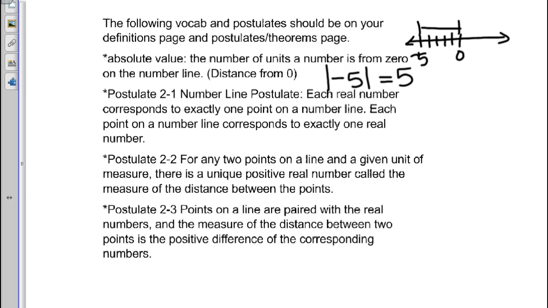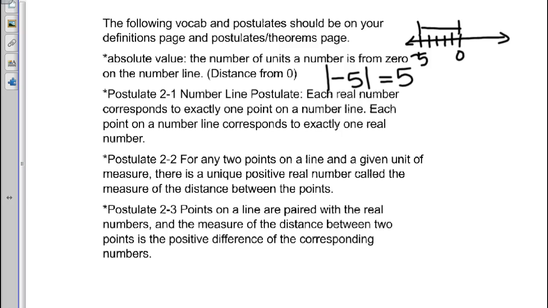Postulate 2.2, for any 2 points on a line and a given unit of measure, there's a unique positive real number called the measure of distance between the 2 points. Like we were talking about absolute value, we can find the difference of those two. We can skip count, but there is a distance, a specific distance between 2 points on the number line.